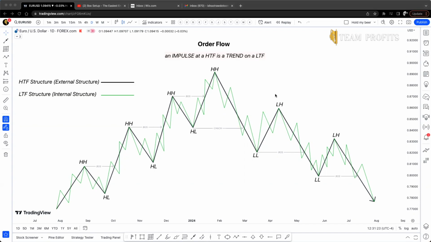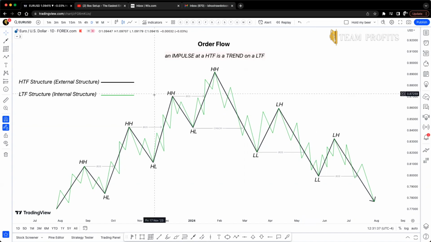I'm going to explain in detail how to anticipate a pullback on higher time frames by paying attention to lower time frames. It'll make sense in a second. So we're going to be explaining order flow and external structure on the higher time frame.